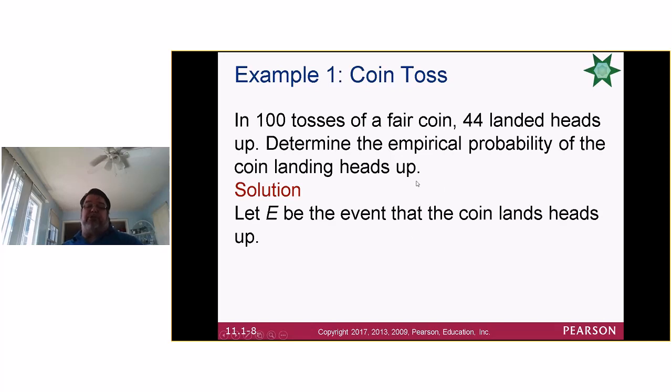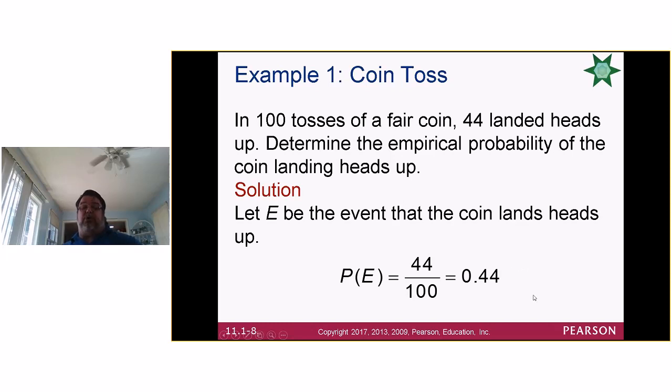44 over 100, which is equal to 0.44. So that's the probability of heads. You could write this as the probability and put a capital H in there for heads, or you could write the word probability, parentheses, heads, close parentheses. That really doesn't matter. But it's the number of times something actually happened over the number of times something could have happened. Now, what about the theoretical?